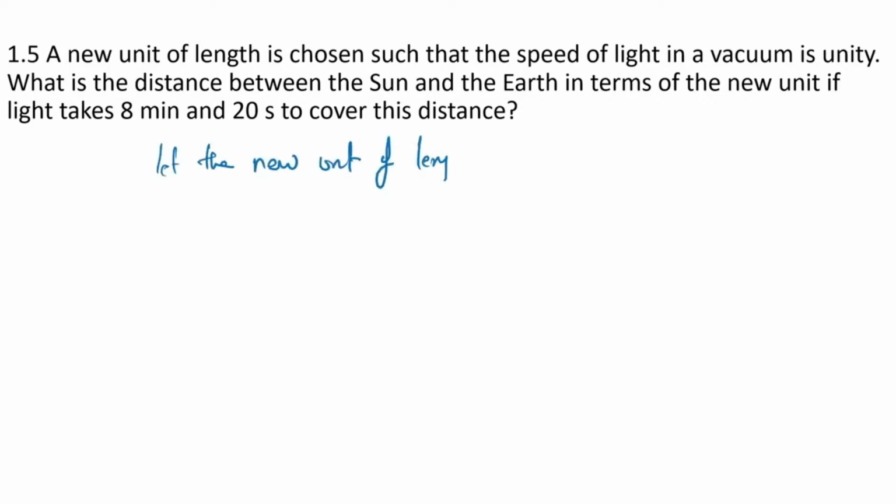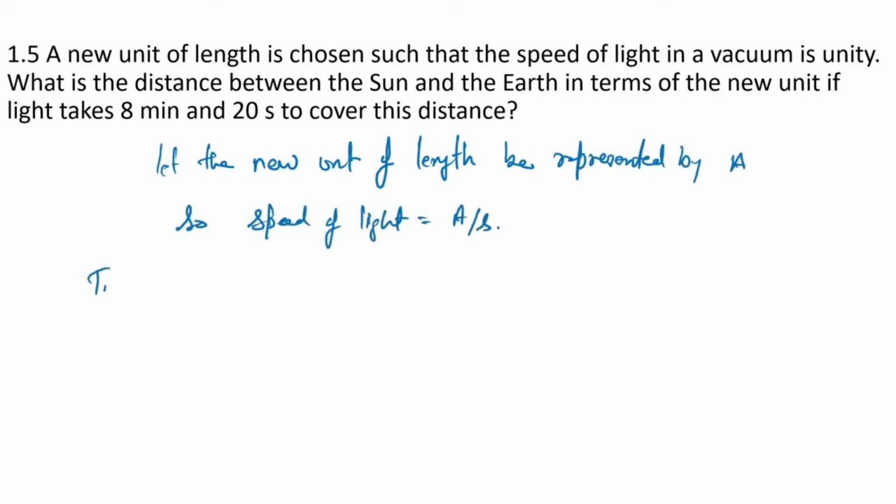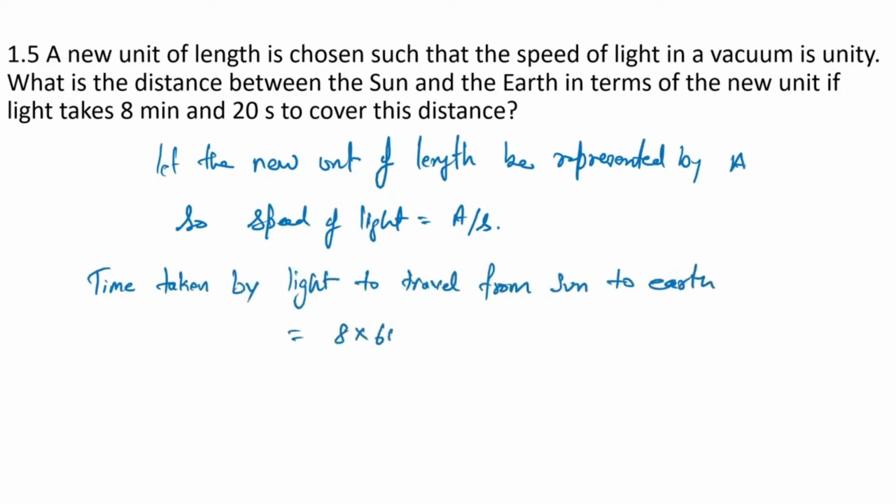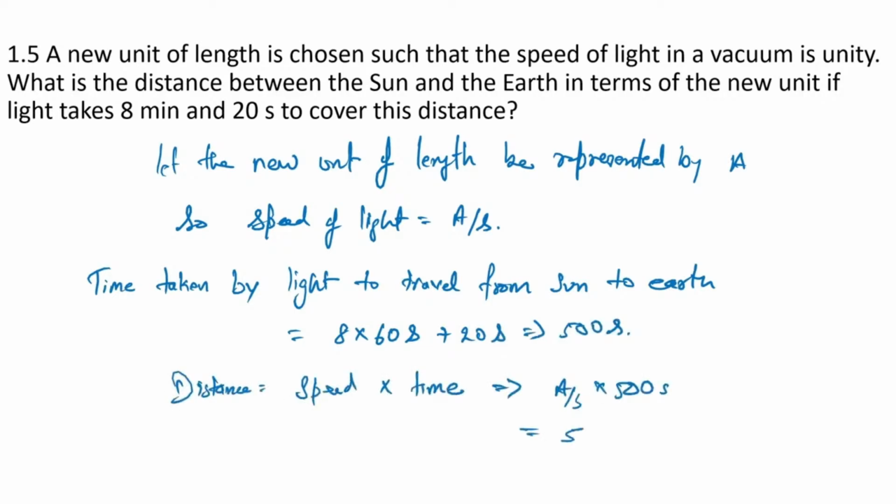So let the new unit of length be a. So the speed of light would be equal to a meter per second. Time taken by light to travel from sun to earth would be 500 seconds. Now distance is equal to speed multiplied by time. So that would be equal to the unit length in new system of unit per second into 500 seconds. So that will give us 500 units. So this is the distance in the new system of units between sun and earth.